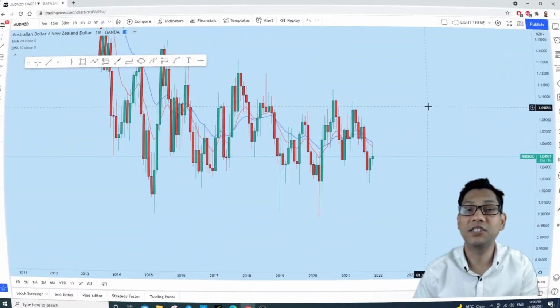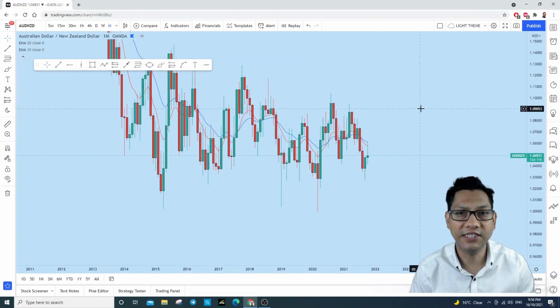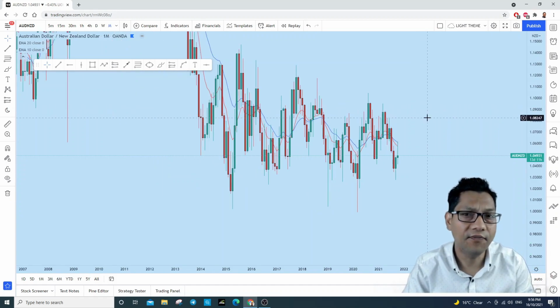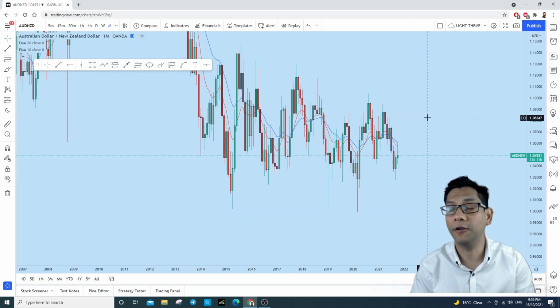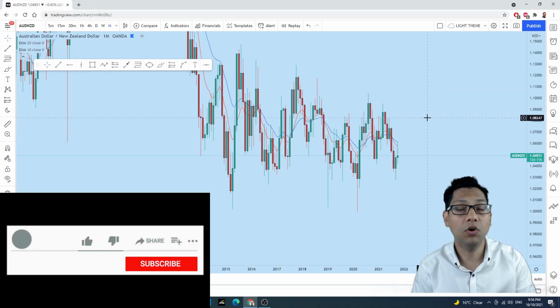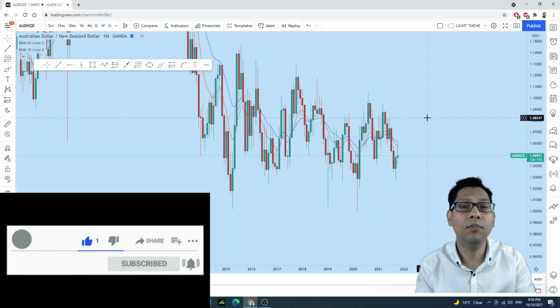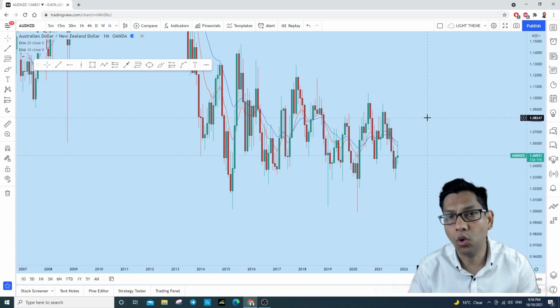First, let's start with AUDNZD. Now AUDNZD, we will start with the monthly time frame. Remember, monthly and weekly are for the direction, daily, 4 hour and lower time frames for entry, because the higher time frame will give you a clear direction in the market, removing all the noise from the lower time frame.